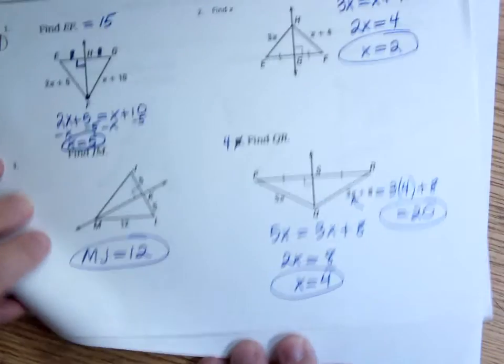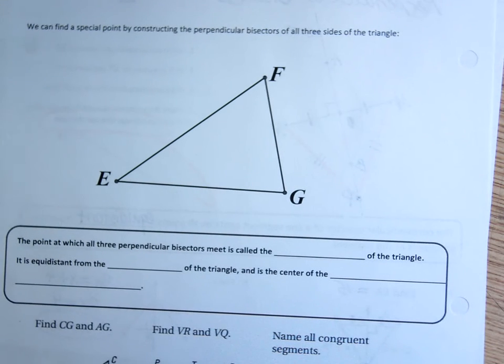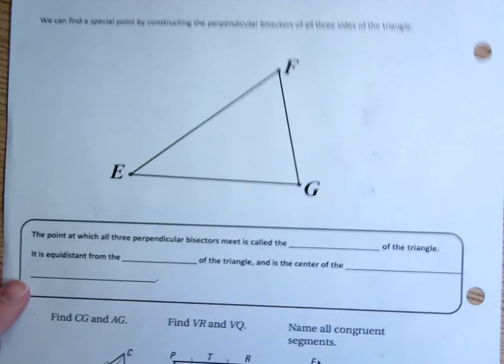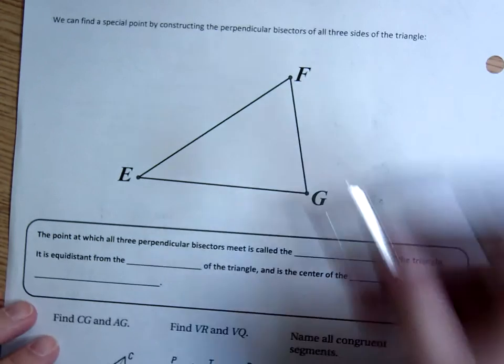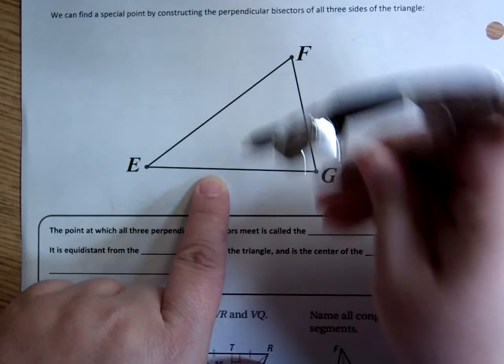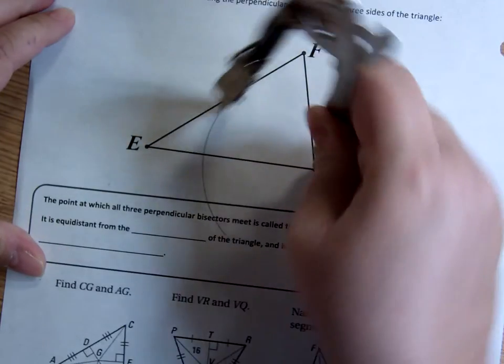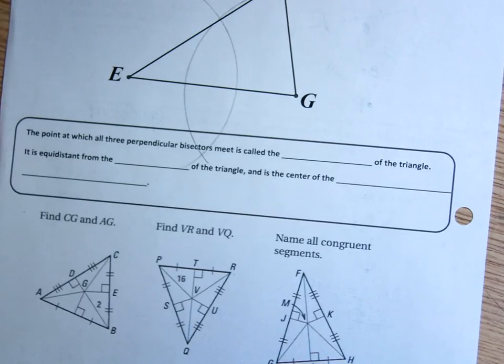All right, moving on. On the back, this is where we're getting into triangles. It says we can find a special point by constructing the perpendicular bisectors of all 3 sides of the triangle. So let's go ahead and do that, one at a time. First, I'm just going to focus on side EG. Make its perpendicular bisector. Open the compass a little more than halfway. It's easiest for me to turn it upside down since I'm right-handed when I'm doing the left side. If you're left-handed, it might be easiest to turn it upside down when you're doing the right side.